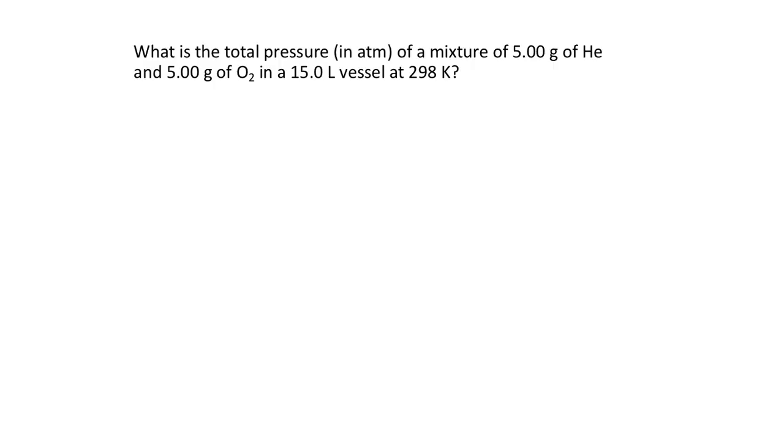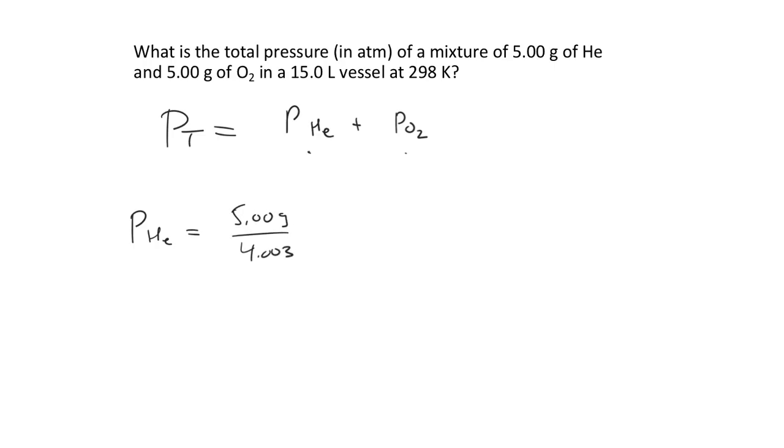So let's say we have a gas mixture, 5 grams of helium and 5 grams of oxygen in a 15-liter vessel. What's the total pressure? There are two basic approaches to this problem. I could calculate the partial pressure of each component and then simply sum them together. So the total pressure should just be equal to the partial pressure of helium plus the partial pressure of oxygen. These two pressures are just the pressures they would have as if the other wasn't even there. So the partial pressure of helium would be 5.00 grams divided by 4.003 grams per mole, the molar mass, times RT.